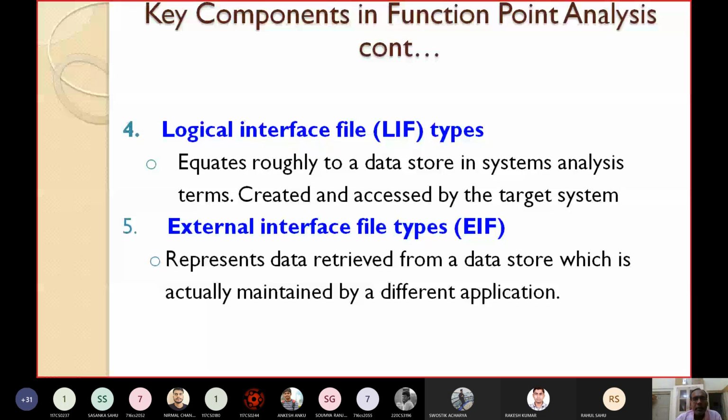Then you will see the interfaces. We call them external interface files, or EIF. The external interface file represents the data that is received from where? From a data store which is actually maintained by a different application. Okay, that's why I'm saying logical interface file, but here the word I am using is external, which is external.